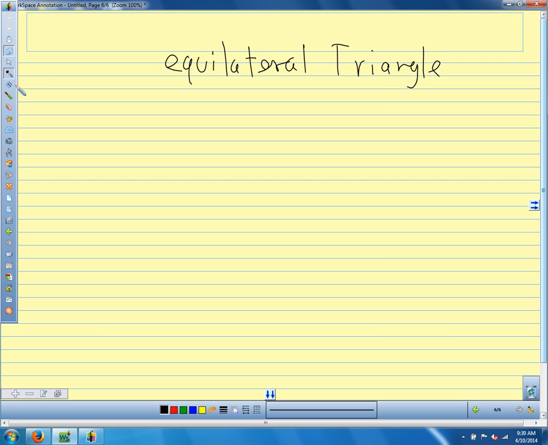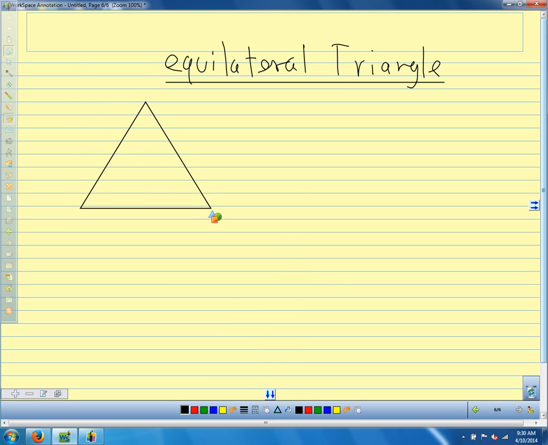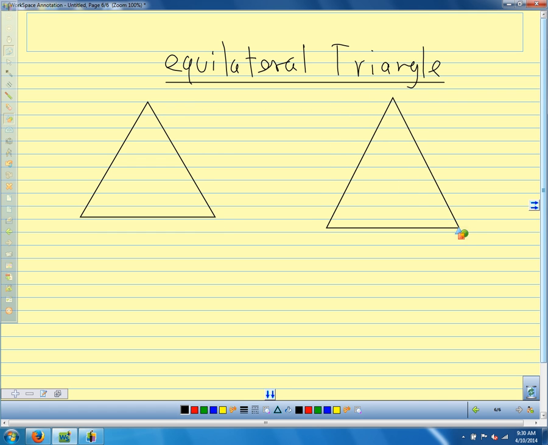So for an equilateral triangle, I'm going to draw two equilateral triangles. What do we mean when we're saying that the triangle is equilateral? All the sides are the same. What does that make all the angles inside the triangle? All the angles are the same. Three angles that are equal that add up to 180. 60 degrees. So we end up with a 60-degree angle inside an equilateral triangle.